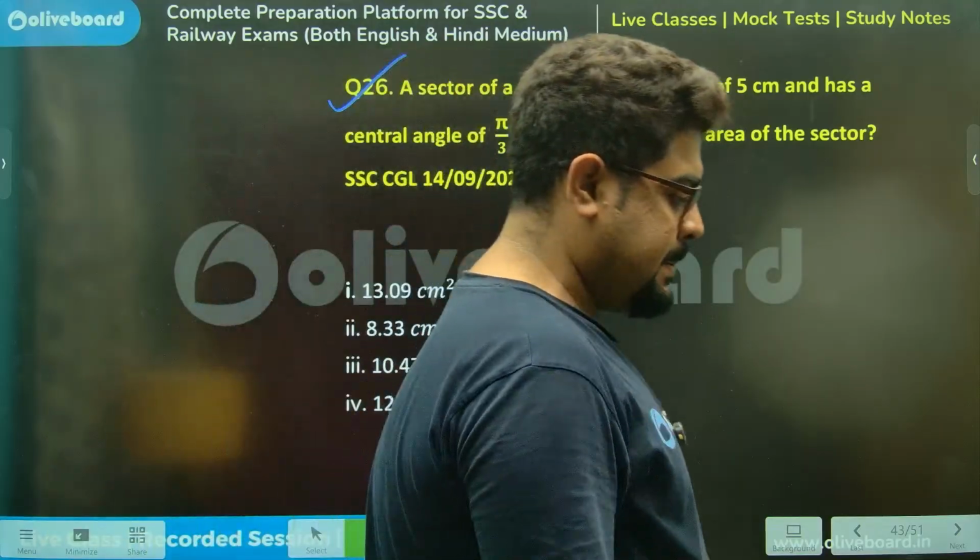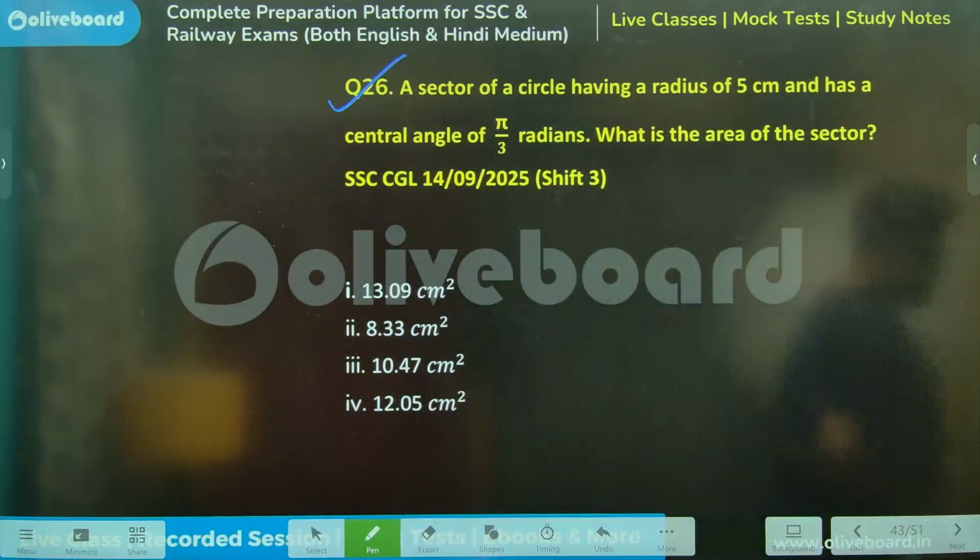Next one. Very quickly, please do. Sector, radius, angle, area.